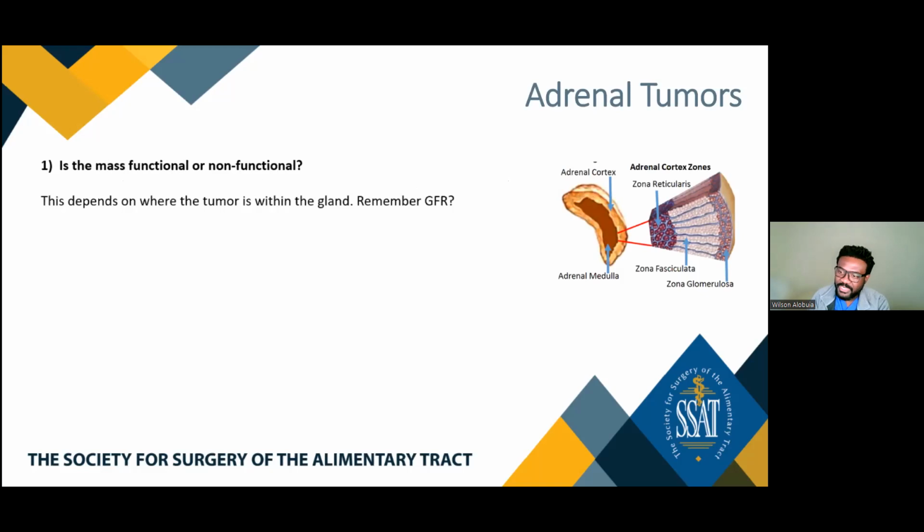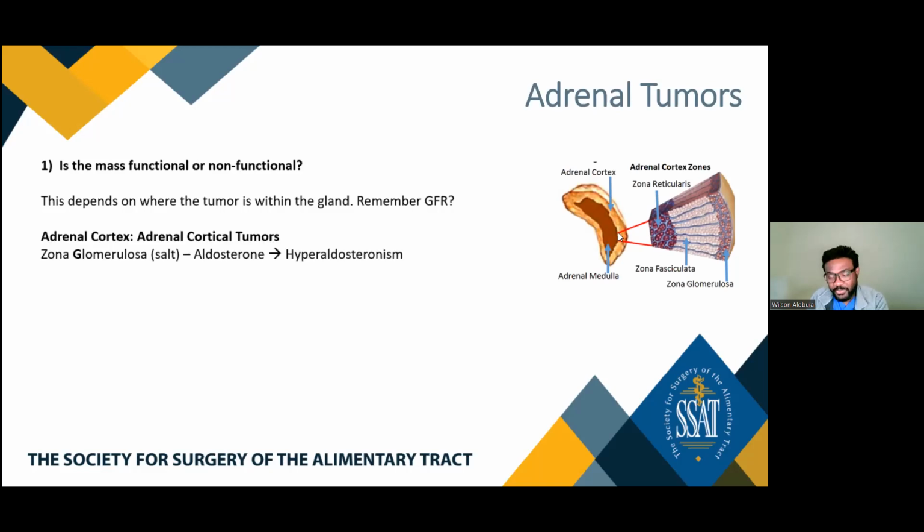So the glomerulosa is always on the outside, the fasciculata in the middle, and the reticularis is much closer to the medulla. So these adrenal cortical tumors, that just means you have a tumor in the cortex, in one of these three regions.